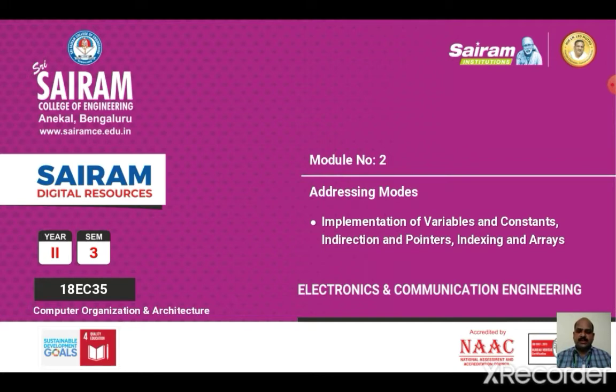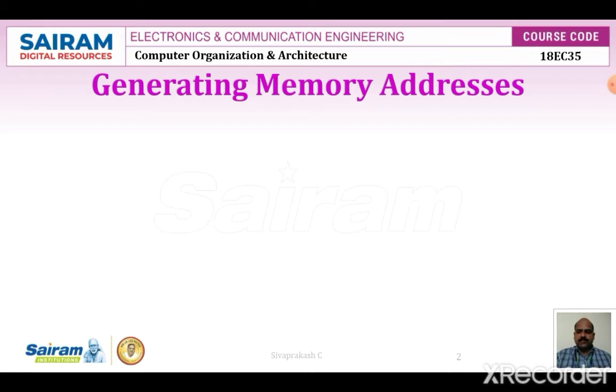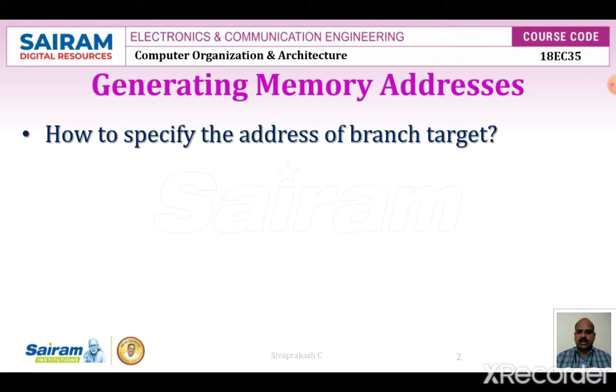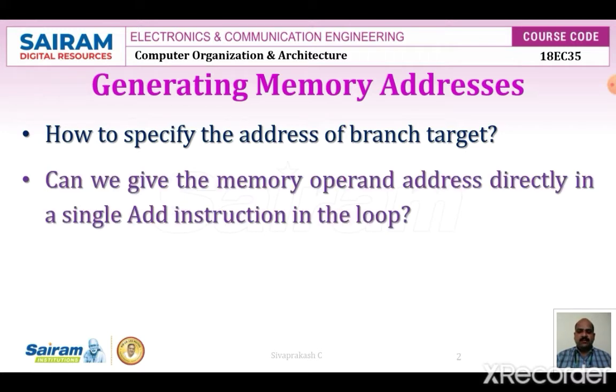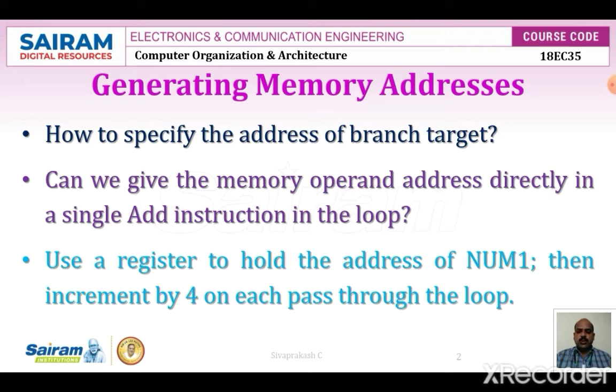So let us discuss this particular module. The topics we are going to discuss in this video are implementation of variables and constants, indirection and pointer, indexing and arrays. Before entering into the syllabus: generating a memory address. How to specify the address of a branch target? Is there any way we can give the memory operand address directly in a single add instruction in the loop? Yes. Using a register to hold the address of a number, then incrementing by 4 on each pass through the loop, we can do the addressing directly.